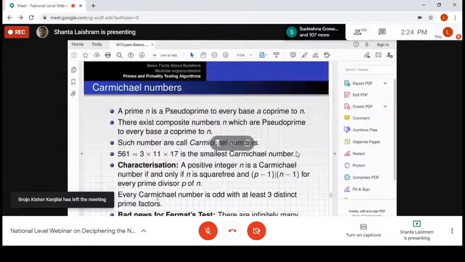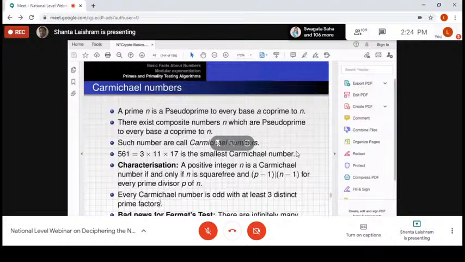Okay, there's some open problem. Whether the set of Carmichael numbers is finite, and certain properties of it, is still not known. So every Carmichael number is odd with at least 3 distinct prime factors. This is what is known from number theoretic ideas.